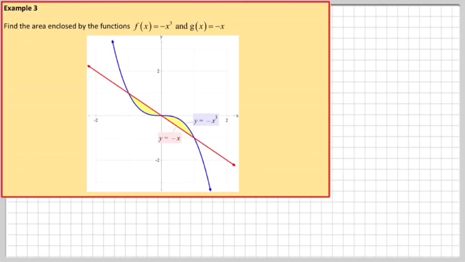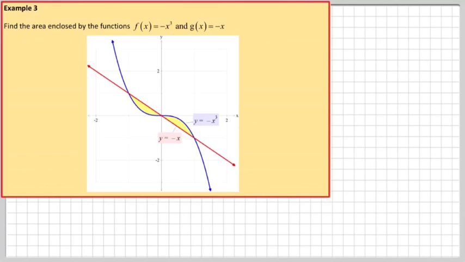Alright, our next example here is example 3. We've got to find the area enclosed by the functions f of x equals minus x cubed, which is the blue line you can see, and g of x equals minus x, which is the red line. Now this is an interesting one because we've got a flip-flop situation here.